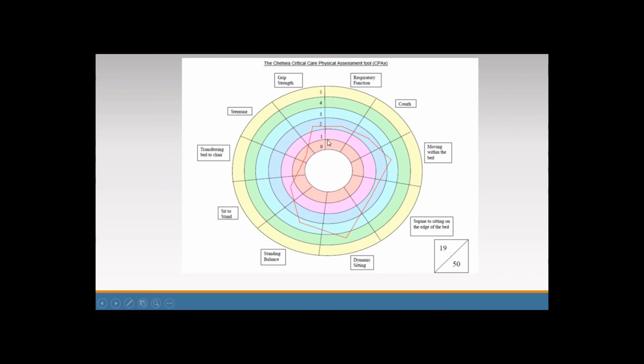This is a spider graph, and we can look at this quickly and see that, okay, he did along this 2 to 3 zone for strength and respiration, that sort of thing. But really, there's this big bite out of the graph over here telling us it's his higher level: sit to stand, transfer, stepping. Those are the things he's having more trouble with.